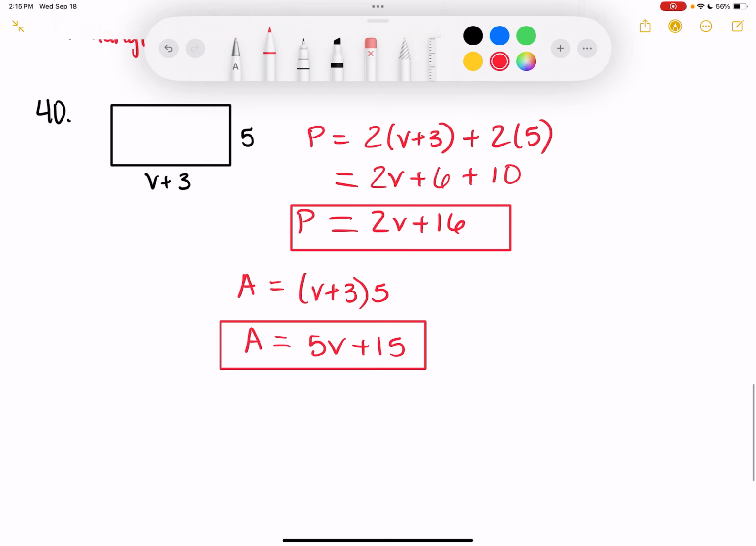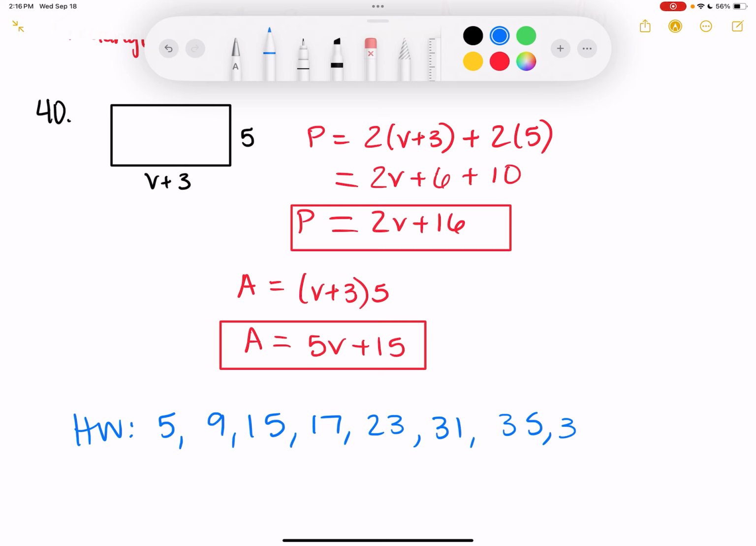So I'm going to give you your problems, and then I'm going to explain what's going on for tomorrow. 5, 9, 15, 17, 23, 31, 35, 39, and 41. Isn't volleyball leaving early?